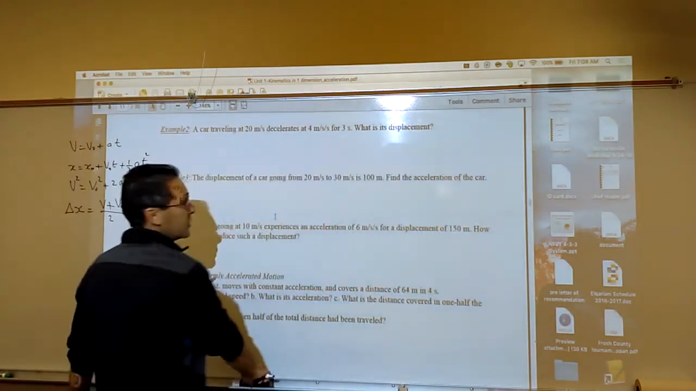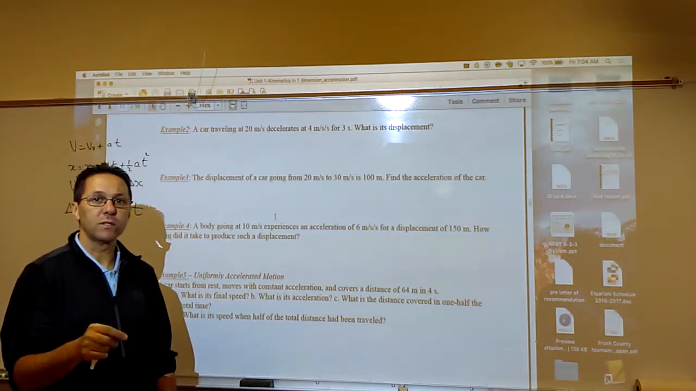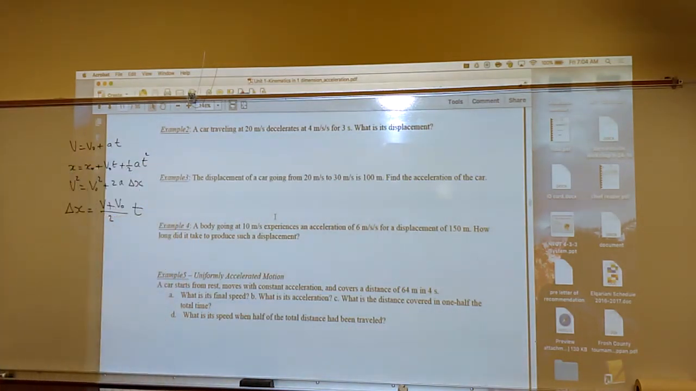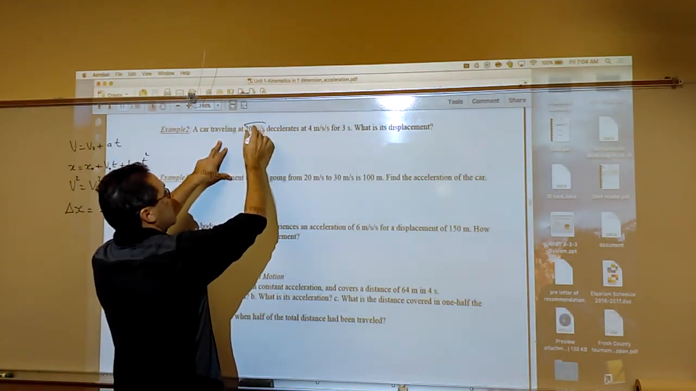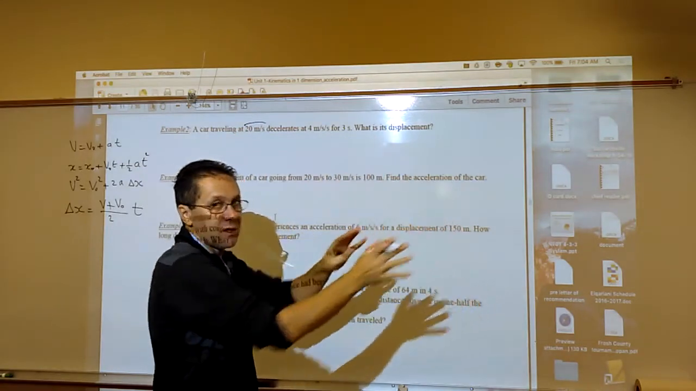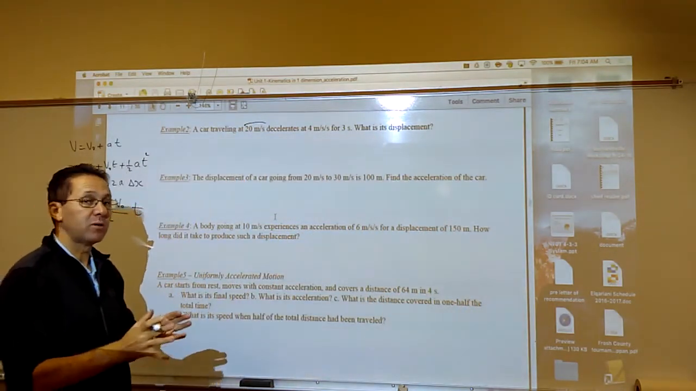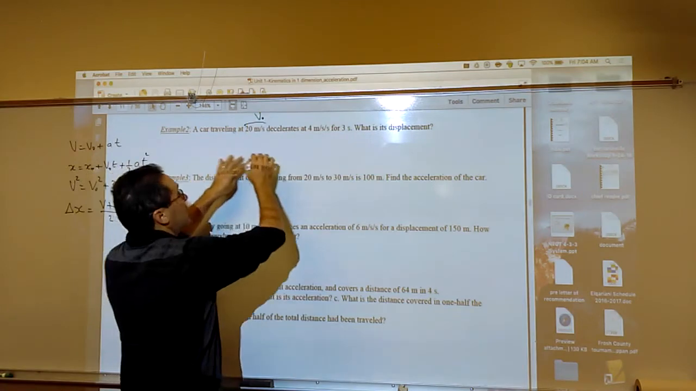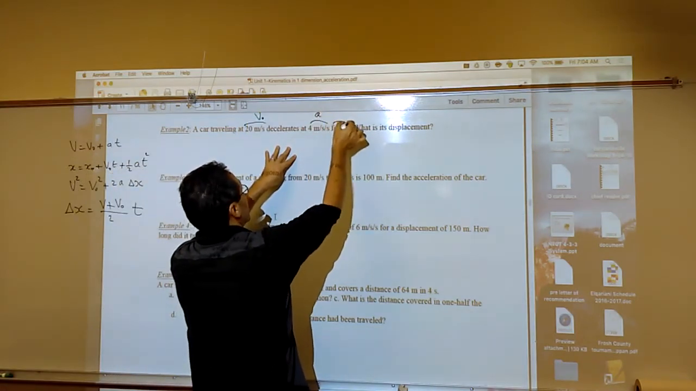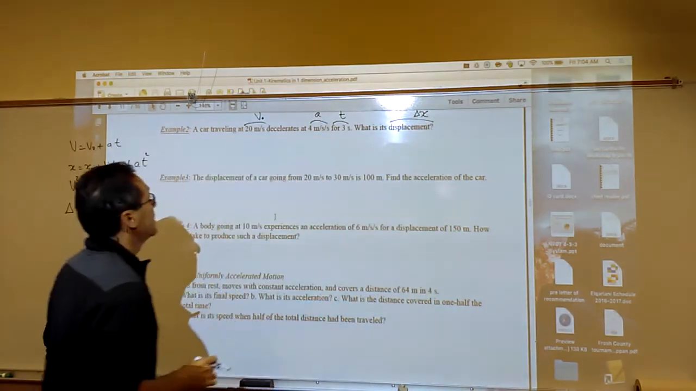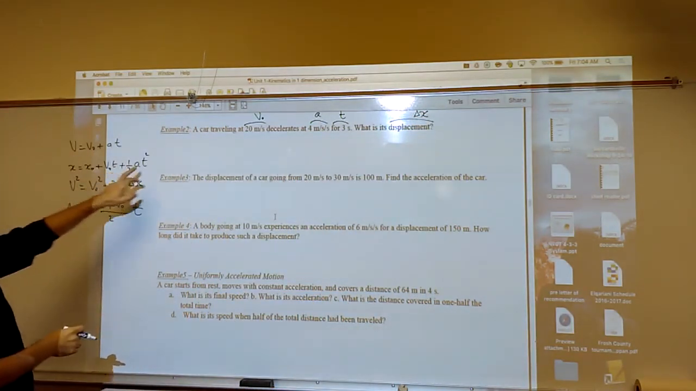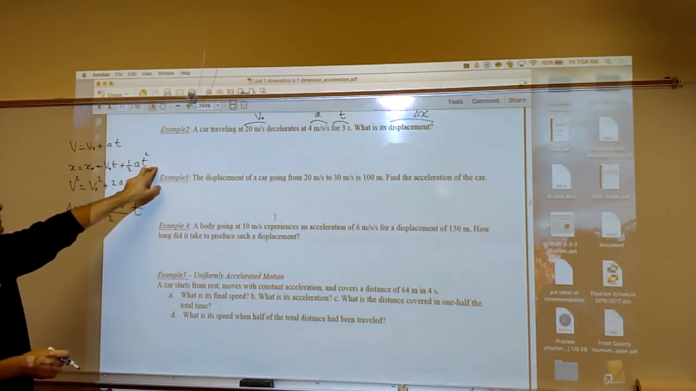You know what I'm going to do here? I'm just going to show you which equation to use, and you decide how to do the math, okay? A car traveling at this speed, so we're going to choose the direction of travel as being positive all the time. Keep it simple. So this is VO, this is the acceleration, this is the time. It's asking me what's the displacement, so it's looking for the delta x. Now which one will do it? It looks like it's the second one here on the board.